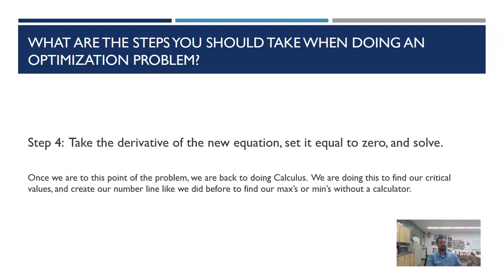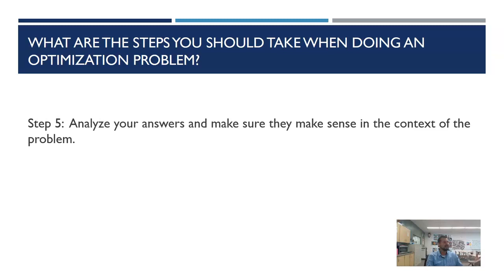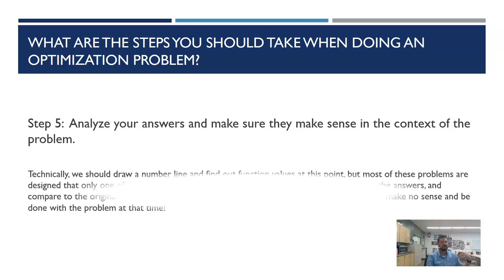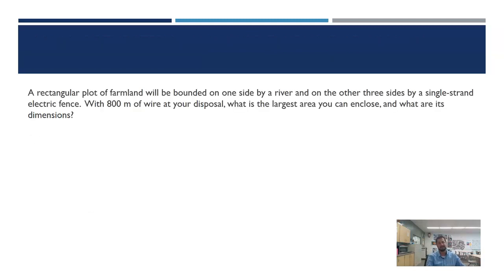Technically what we would do is find our critical values and make a number line, although honestly, with almost every one of these problems, one answer just makes sense if we have more than one, and one answer does not, okay? So step number 5 is once we find those answers, we have to analyze them and make sure they make sense in whatever is going on in the problem. In other words, we should say what answer makes sense, and should that be the answer. Like I said, a lot of times we can just get rid of some answers.